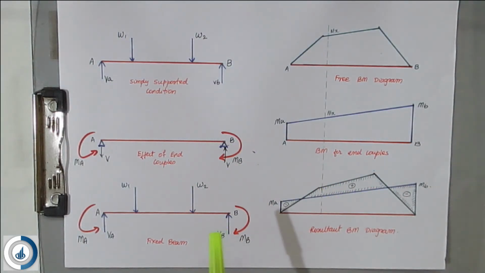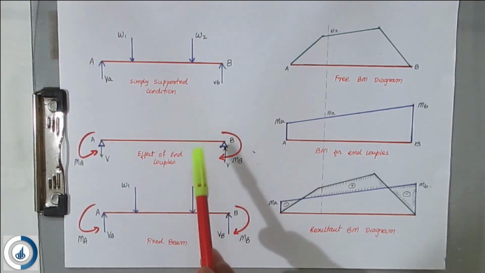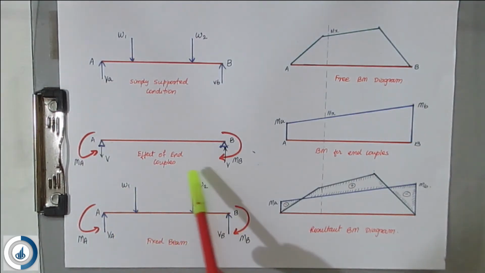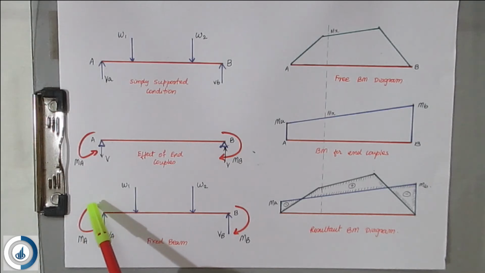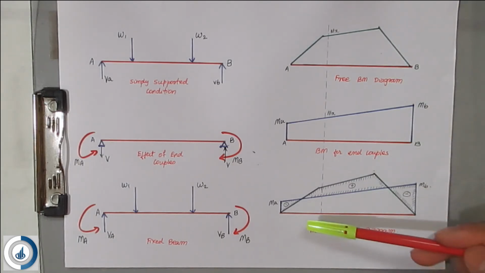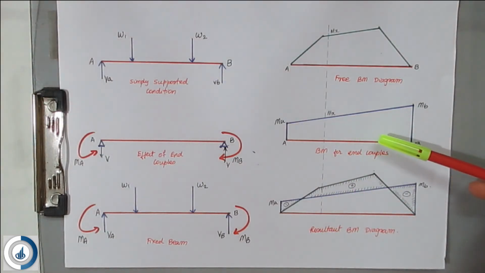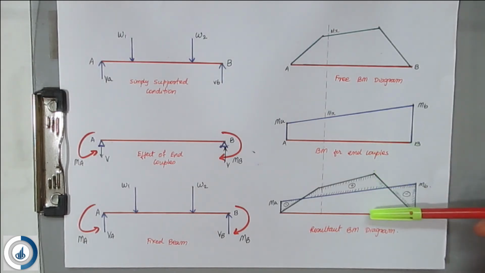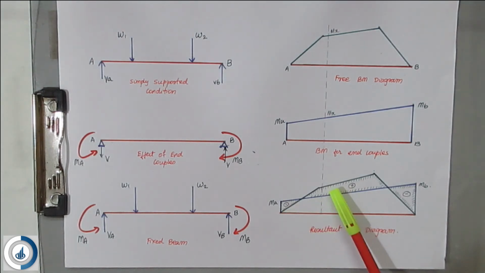The next diagram is about the fixed beam, which is a combination of the first case and the second case. So there are loading conditions W1 and W2 and the moments MA and MB. Now these two bending moment diagrams I will take and merge. First I will draw the free bending moment diagram, and then I will merge this end couples bending moment diagram with the free bending moment diagram, and the resultant bending moment diagram will look something like this. So this is how we have to analyze a fixed beam.